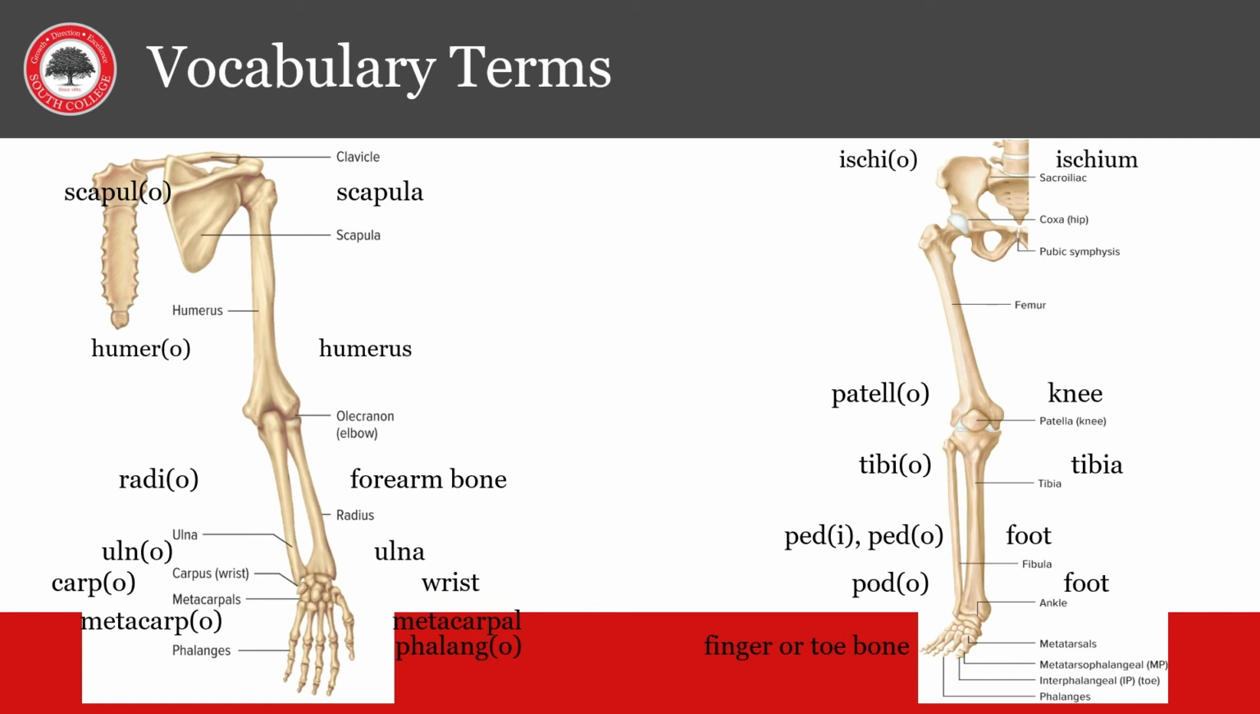Ischio refers to the ischium. Femoral refers to the femur. Patella refers to the patella, which is a sesamoid bone. Tibia refers to the tibia. And pedi or pedo refers to the foot.